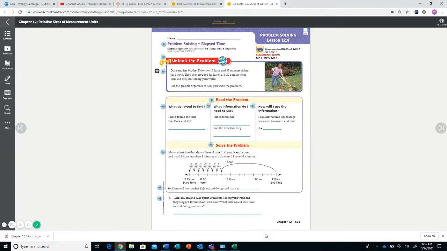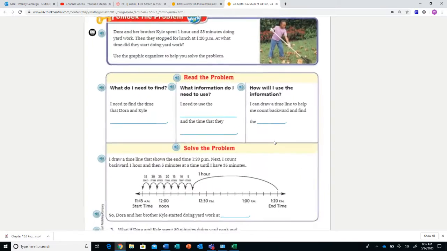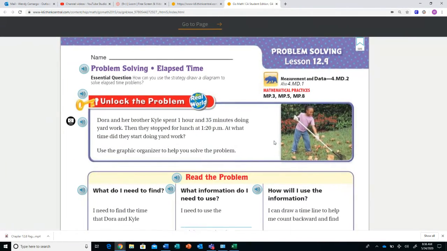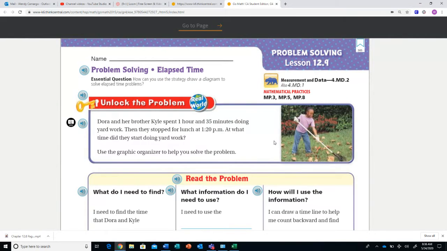Good morning, everybody. So today we are looking at lesson 12.9 in math, and this is going to be our problem solving lesson on elapsed time. So let's get started. Our essential question here is: how can we use the strategy draw a diagram to solve elapsed time problems? So get ready to do some drawing.